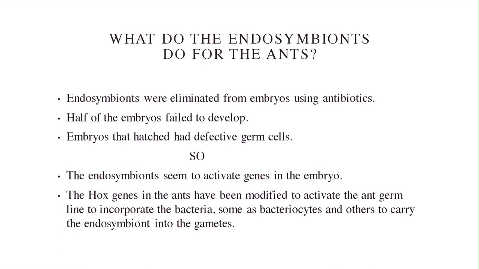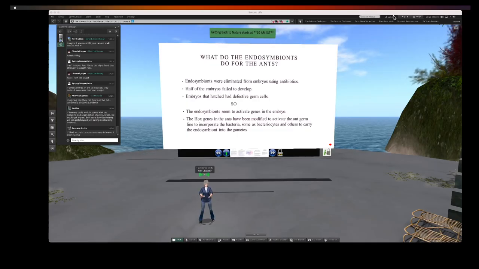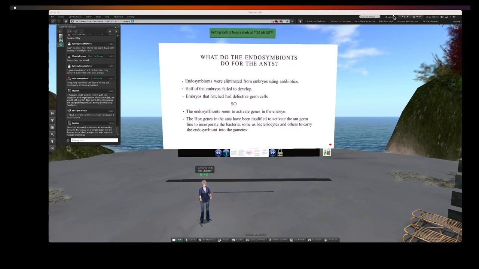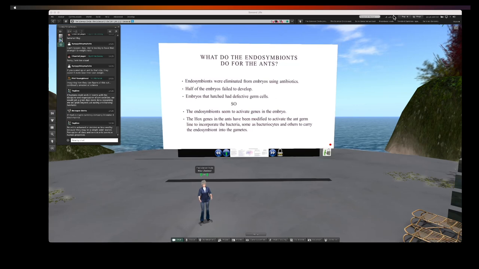So they also asked, well, what happens if we take away the endosymbionts using antibiotics? And you can do this in Drosophila. If you do this in Drosophila to get rid of the Wolbachia, the Drosophila will be just fine. But if you do that to the ants, to Camponotus, by using antibiotics to get rid of the endosymbionts, half the embryos don't develop at all, and the ones that do develop don't have effective germlines. The germlines aren't acting normally, so they're basically sterile.